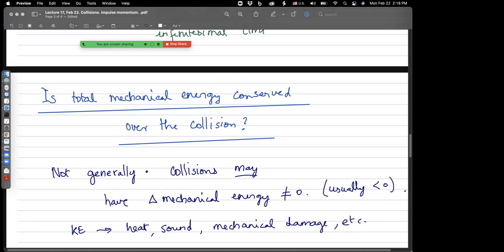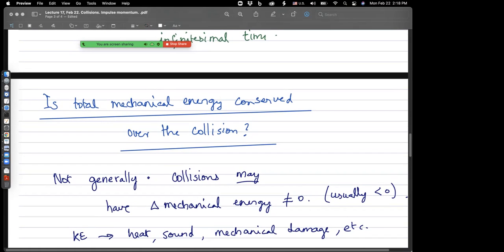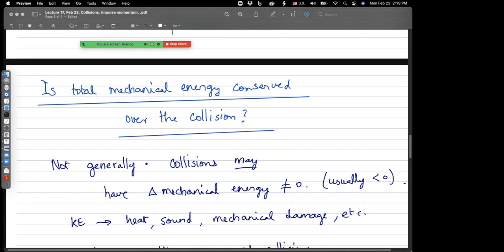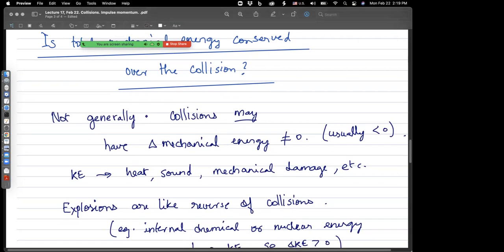So everything is kind of mechanical, but doesn't count in what we have so far called kinetic energy, which is half mv squared, the macroscopic velocity. In some sense, heat is a kind of kinetic energy, but of the internal component atoms. And sound energy is kind of a kinetic energy because it has to do with the kinetic energy of moving air particles. Mechanical damage, I guess, is not kinetic energy. It's just bonds broken. Okay, makes sense?